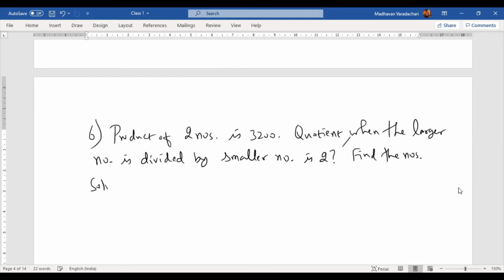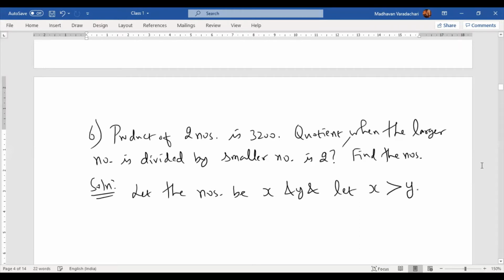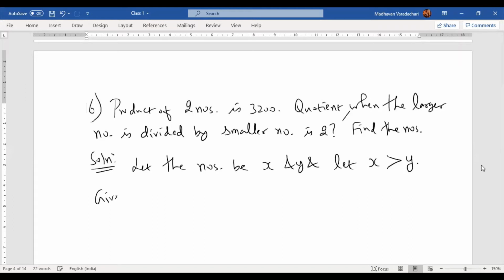So one thing is clear, there are two numbers. So let us assume the numbers as x and y. Let the numbers be x and y. When two numbers are there, there is a possibility that one will be larger than the other, right? Here it is said very clearly, the larger number. That means I will say, let x be larger than y. Now, what is given in the question? Given the product of these two numbers, means x multiplied by y is 3200. Call this equation 1.